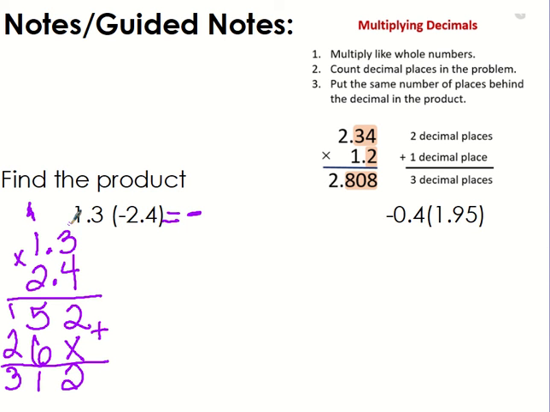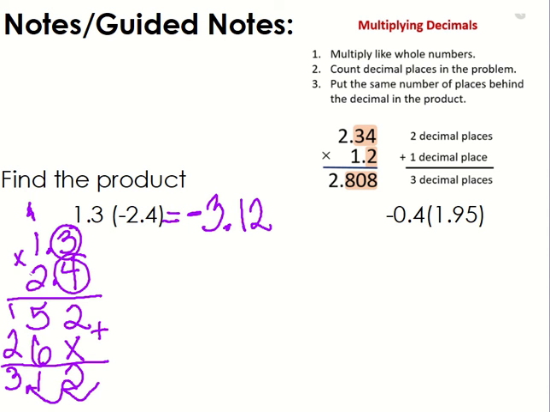And then I need to count my decimals. So I have 1, 2. So I'm going to go 1, 2. And we always move from the right to the left. So we make sure we have 2 numbers behind our decimal in the finished product. So we go 3 and 1, 2, 3 and 12 hundredths. And it's negative because they're opposites.